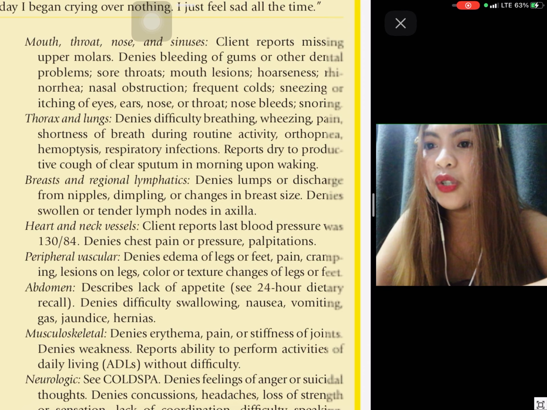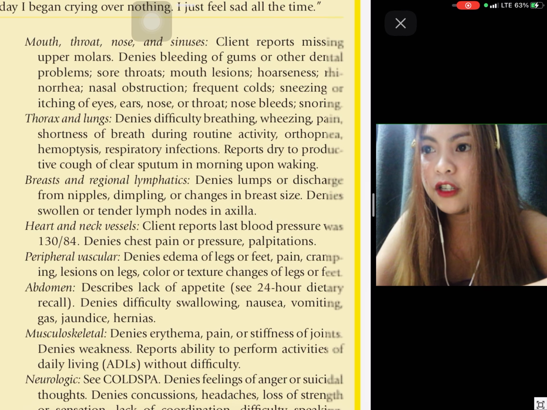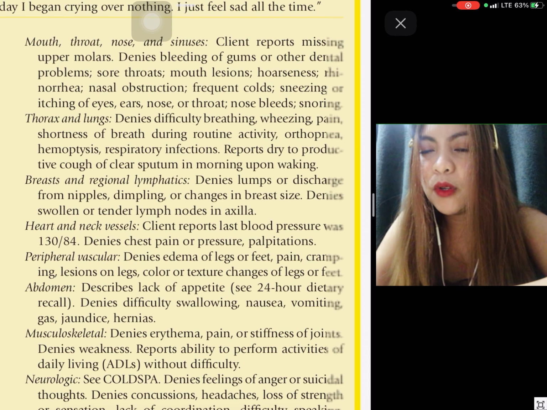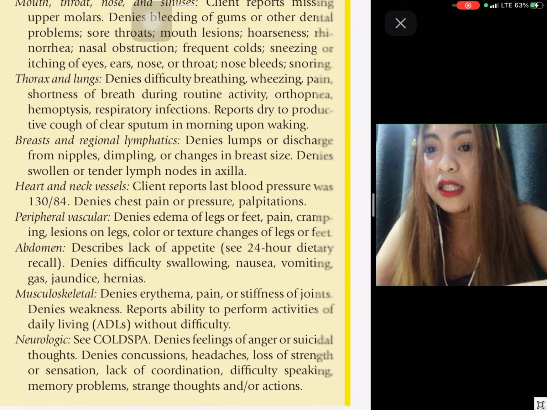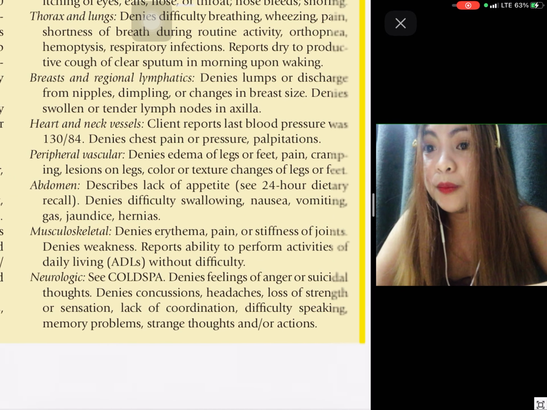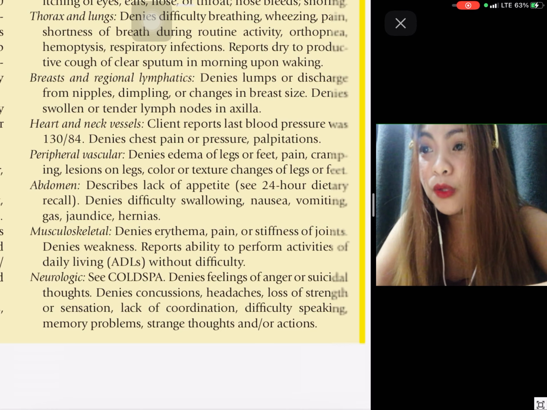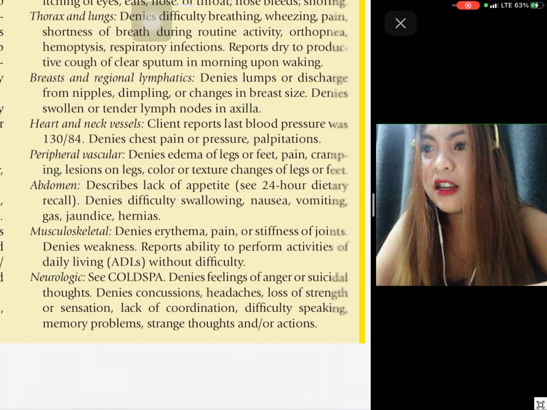Mamaya, makita natin yan. Denies difficulty swallowing, nausea, vomiting, gas, jaundice, hernias. Musculoskeletal, denies erythema, pain or stiffness of joints, denies weakness, reports ability to perform activities of daily living without difficulty. Neurologic, sequels pa. Denies feeling of anger or suicidal thoughts, denies concussion, headache, loss of strength or sensation, lack of coordination, difficulty speaking, memory problems, strange thoughts or actions.